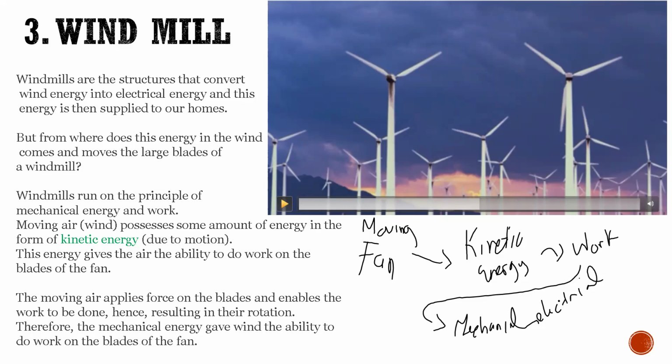So here the fan starts moving because of the wind. The wind makes the fan start moving. When it starts moving, it makes kinetic energy. This kinetic energy, or we can say mechanical energy, applies work on the fan to make it move. Later on it is converted to electrical energy. This is a third example of mechanical energy. Is it clear?